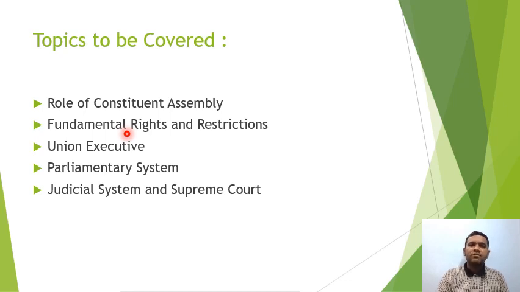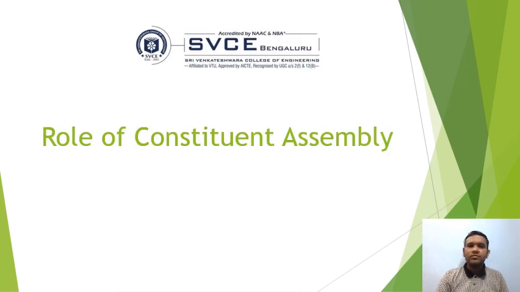The Union Executive is the Prime Minister, the Cabinet Ministers, and the other elected members of the Parliament. The parliamentary system, the proceedings of the Parliament, how the Parliament works, and the judicial system and Supreme Court are about the courts, the laws of the courts, and the district and state high courts also.